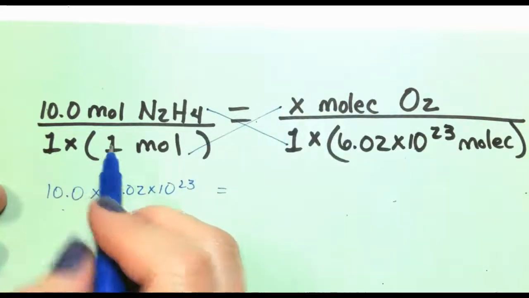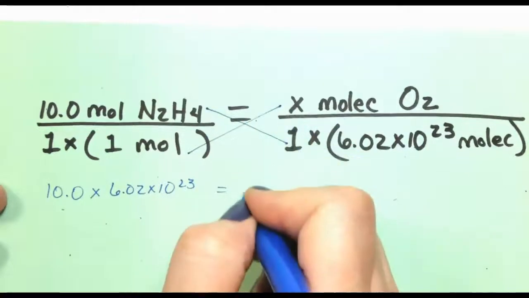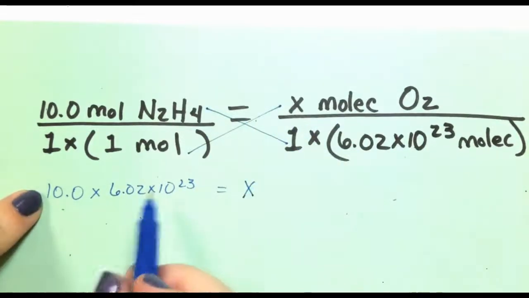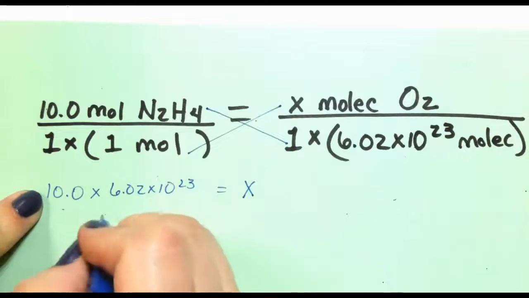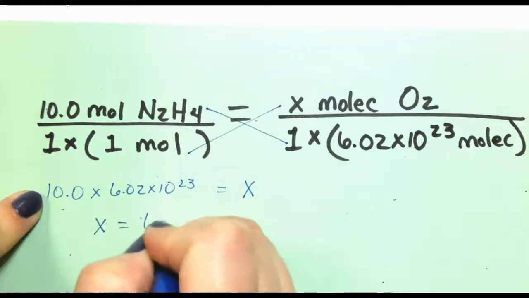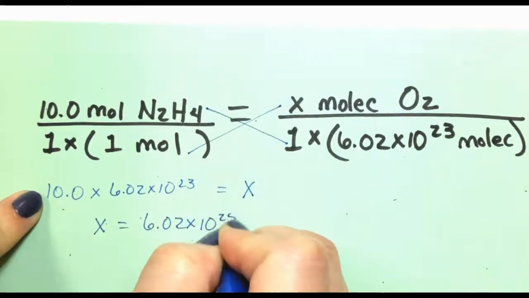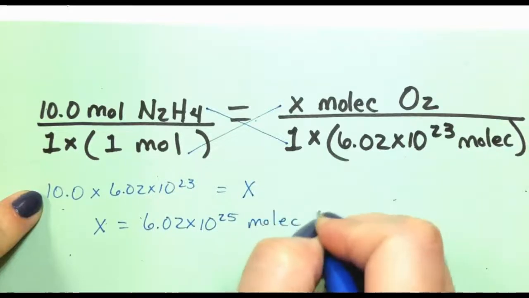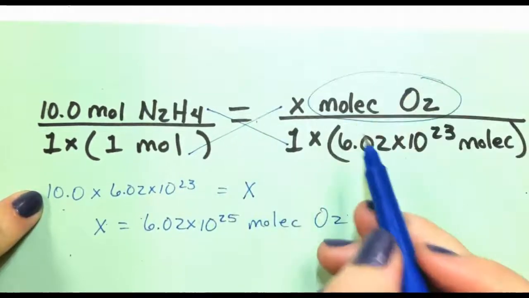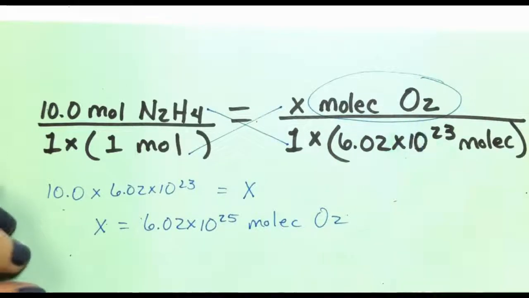1 times 1 is just 1, and 1 times x equals x. So when I multiply these two numbers, I'll get my final answer, which is x is 6.02 times 10 to the 25 molecules of oxygen, because remember, when we solve for x, this is the unit of that answer.